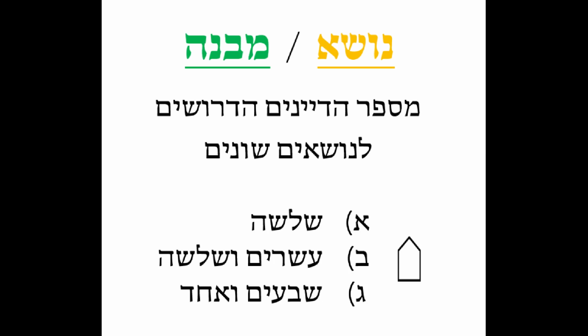This refers to the Mispar Hadayanim Hadrushim Lenosim Shonim, the number of judges required for different topics. We featured Aleph, Shlosha, 3 Dayanim, Beis, Esrim Ushlosha, 23 judges, and Gimel, Shivim Ve'echad, 71 judges. As we go through the Mishnah, at each point there will be different opinions regarding some of these different numbers and topics. As we begin the Mishnah, we mention once again that the details of each section will be discussed in the Gemara at its appropriate point.